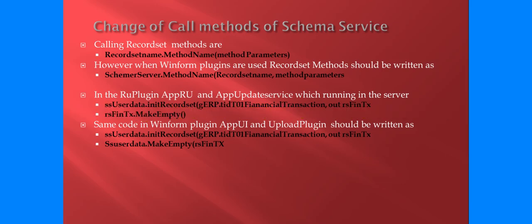Invoking record set methods in App UI. When record set methods are invoked in update service, it would use the instance of record set and invoke the method. However, when the record set methods are used in App UI, the instance of the schema server should be used, and the record set instance should be the first parameter with other parameters as in specification following.